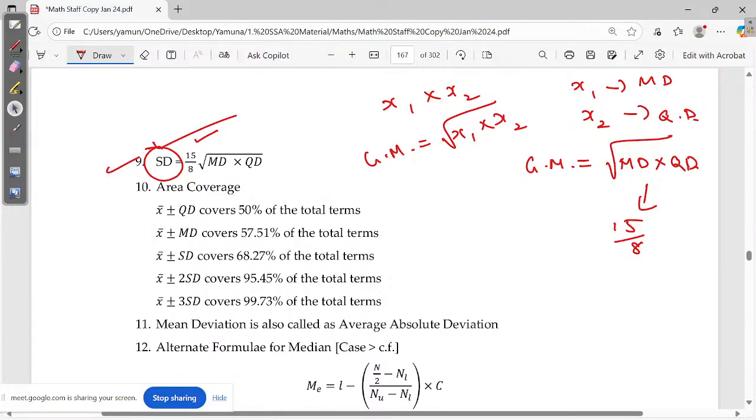No need to go for derivation. No need to go for proving and all. You just take it for granted. If it is asked, we need to do it easily. Because if it's a direct question, they'll give you a standard deviation value and mean deviation value. They may ask quartile deviation, the reverse method.